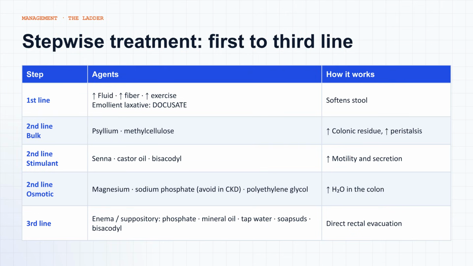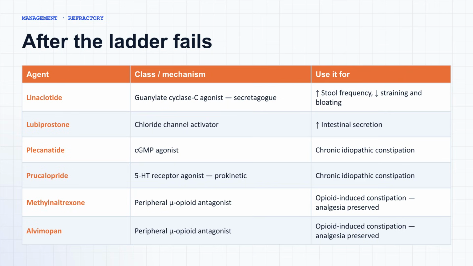Third line is an enema, or a suppository. Set the expectation. These agents work best taken consistently rather than only on bad days. And pair fiber with fluid. When all of that has failed, you still have real options.